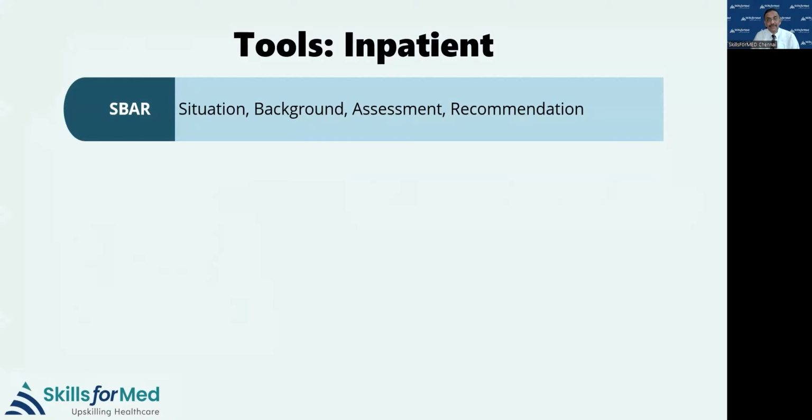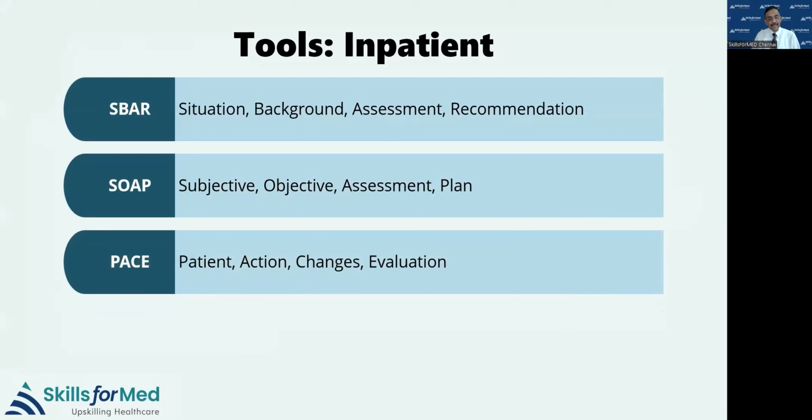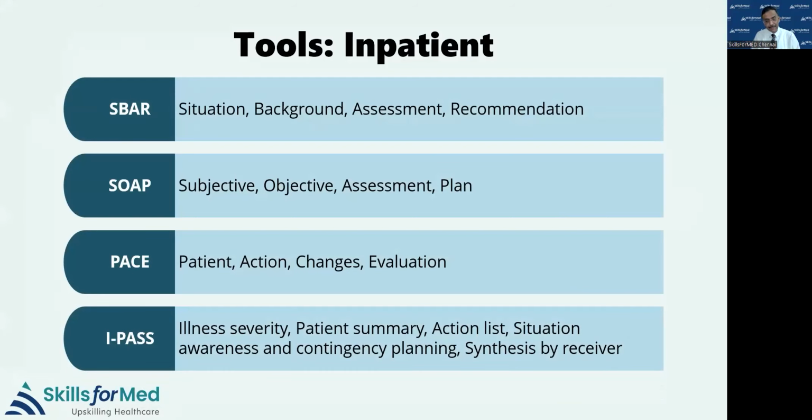The most common, we already did a webinar on this, is SBAR: situation, background, assessment, and recommendation. Then there is the SOAP tool, where you talk about subjective, what the patient is saying, objective, what we found out, assessment and plan. PACE is patient, action, changes, and evaluation. So for this patient, what action I did in the shift, what changes in the patient have happened, and what is the minimum evaluation. And the fourth one is IPASS, where we talk about illness severity, patient summary, action list, situational awareness and contingency planning, and synthesis by receiver. So simple to complex tools are available.